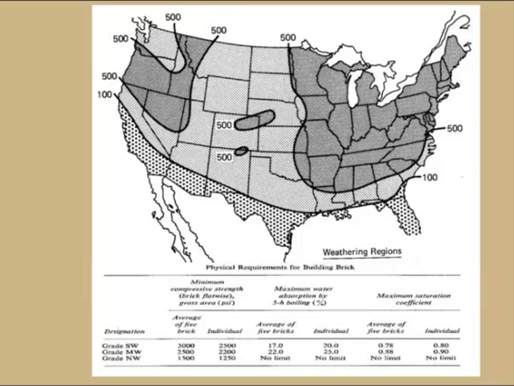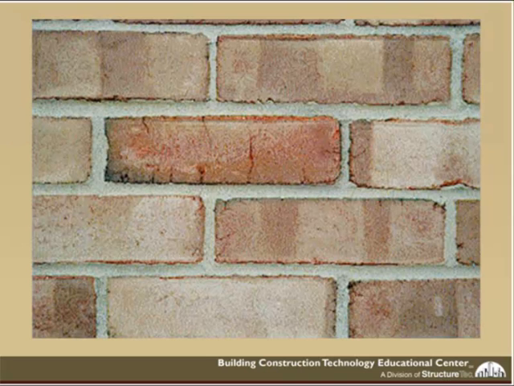I talked in the introduction about the different weathering grades of brick. Here we have the map. We can see in the Midwest and East Coast, we have what is called the severe weathering grade of brick. In the central region, we have a moderate weathering grade. Far south, talking Texas, South Florida, Southern California, you have a negligible weathering grade. Very, very important that you don't use the wrong grade of brick in the wrong climate.